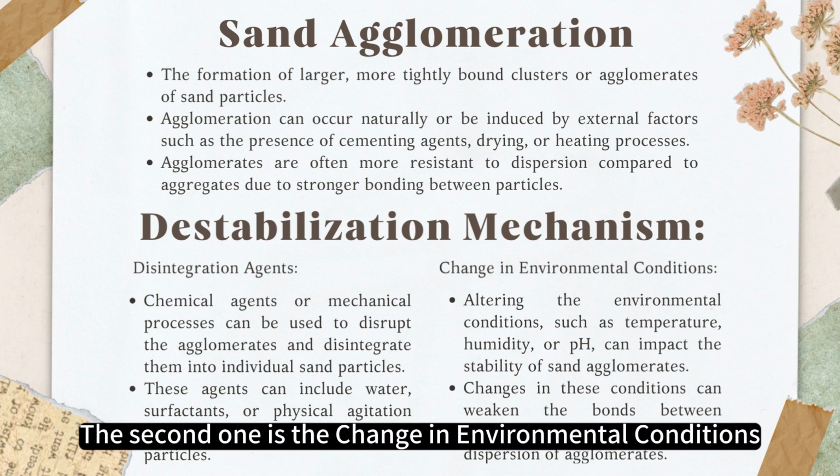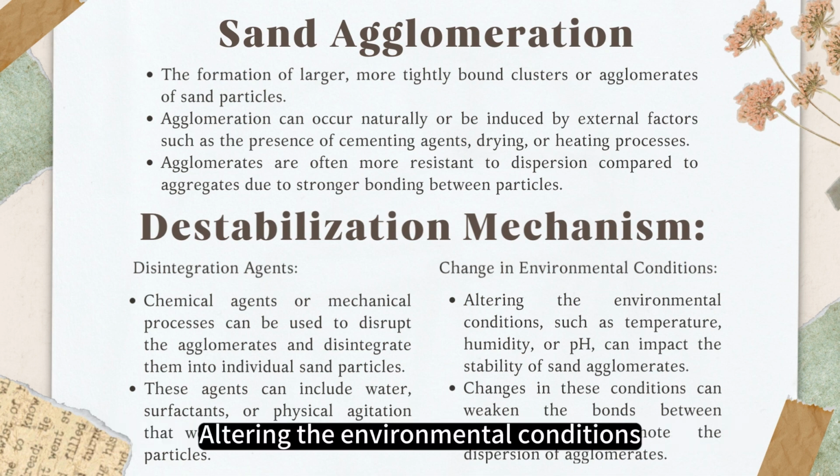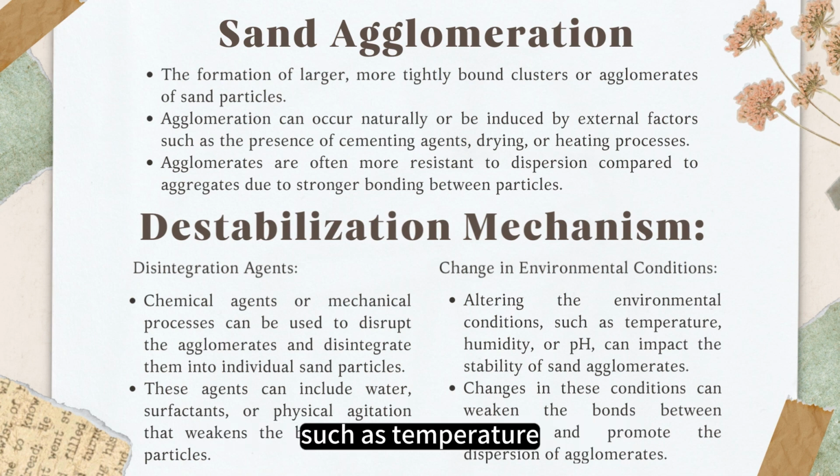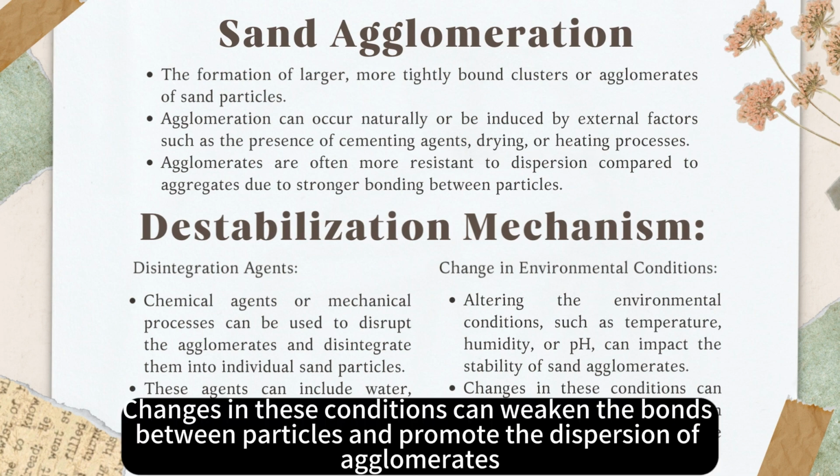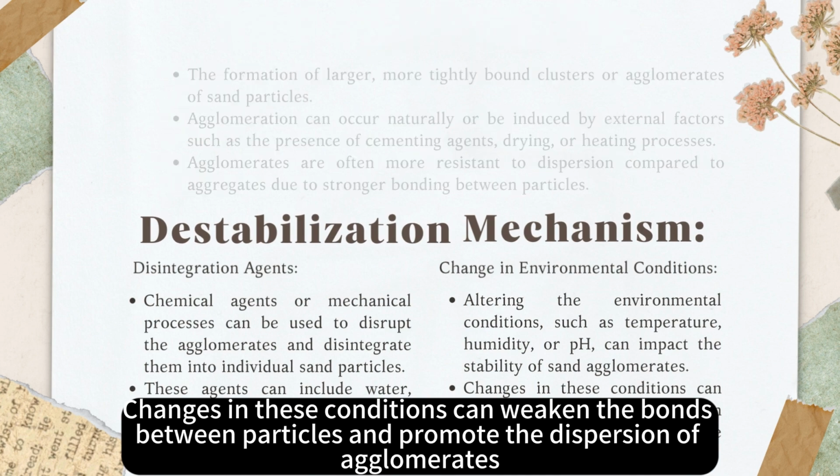The second one is the change in the environmental conditions. Altering the environmental conditions, such as temperature, humidity, or pH, can impact the stability of sand agglomerates. Changing these conditions can weaken the bonds between particles and promote the dispersion of agglomerates.